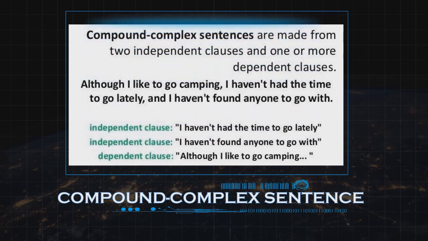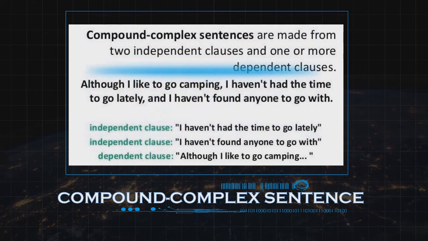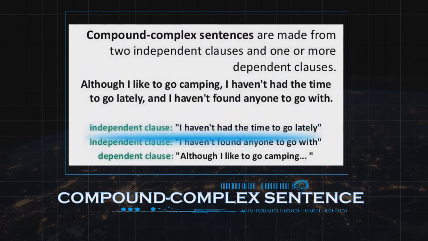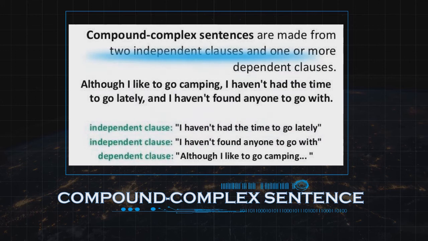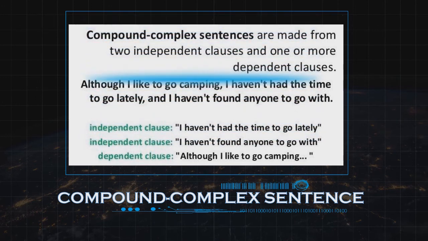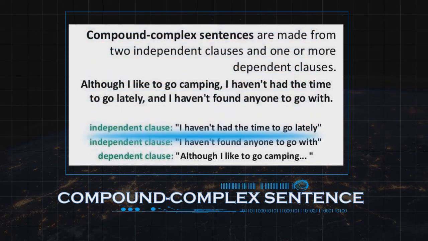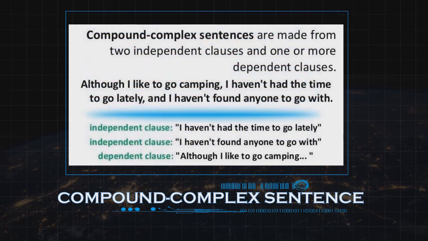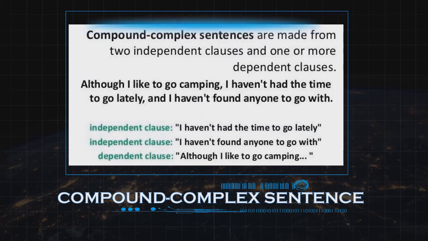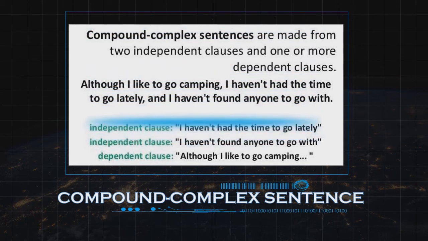Although I like to go camping, I haven't had the time to go lately, and I haven't found anyone to go with. Here, "although I like to go camping" is a dependent clause linked to a subordinating conjunction, although. It could not stand alone. "I haven't had the time to go lately" and the clause "I haven't found anyone to go with" are independent clauses linked together by a coordinating conjunction, and. Each clause is a complete thought. Notice that since the dependent clause is located at the beginning of the sentence, a comma is used to join it together with the independent clauses.